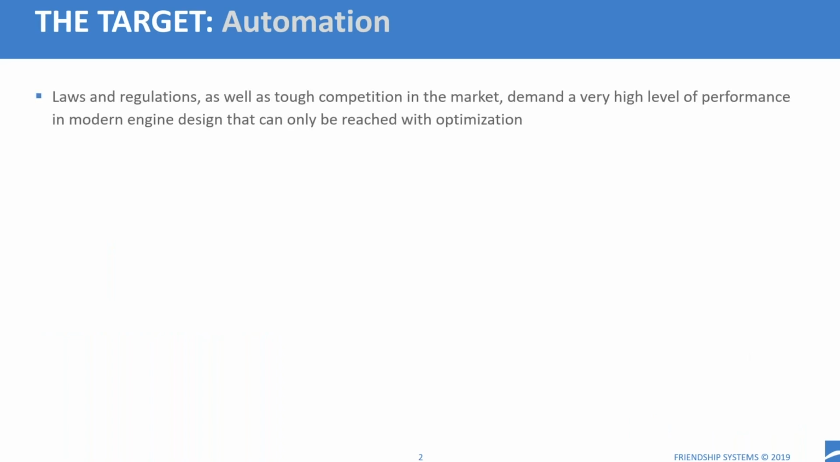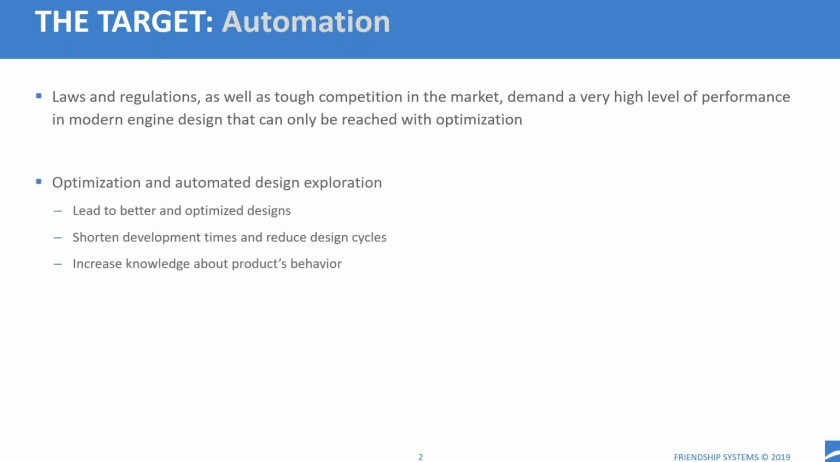So let me start by giving a little bit of context. The target of what we want to achieve is automation, and the reason for this is that due to laws and regulation and competition in the market, the expectation for the performance of modern engines is very high, and typically this is not easy to attain with traditional iterative manual processes, but these targets can only be reached with optimization.